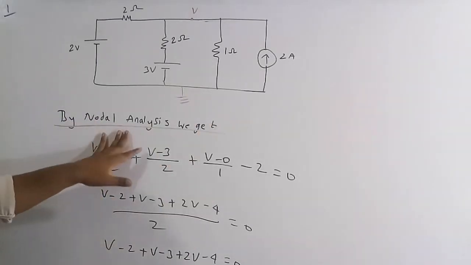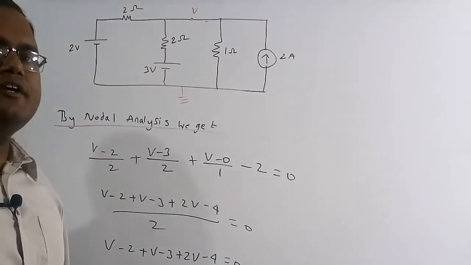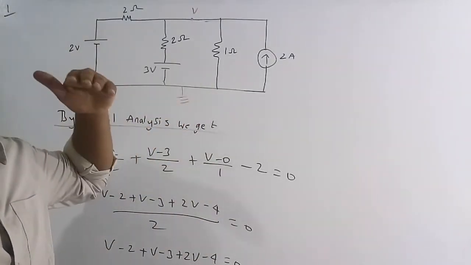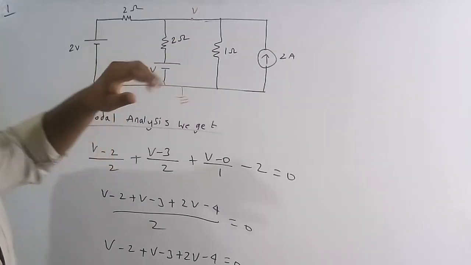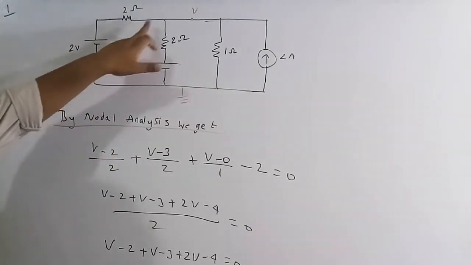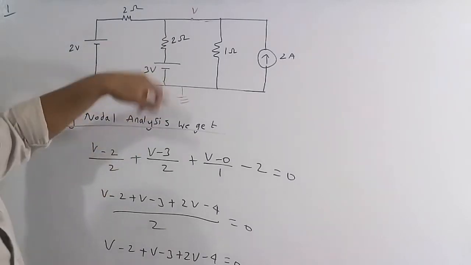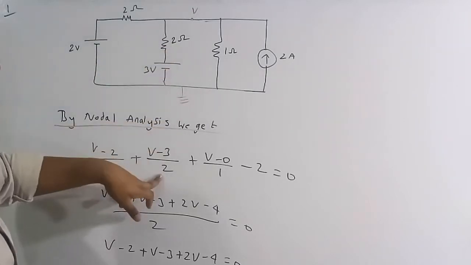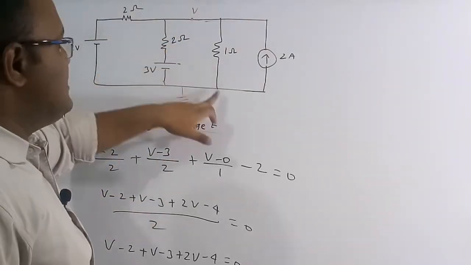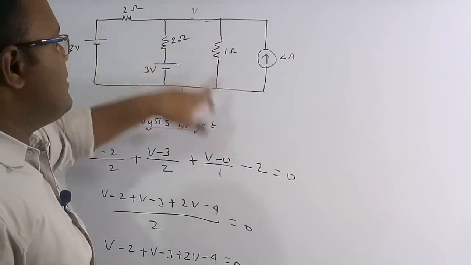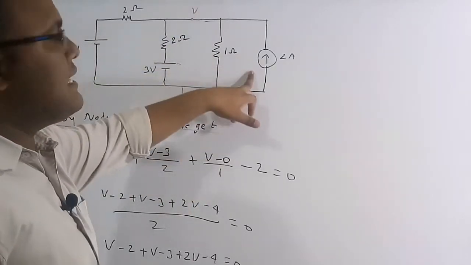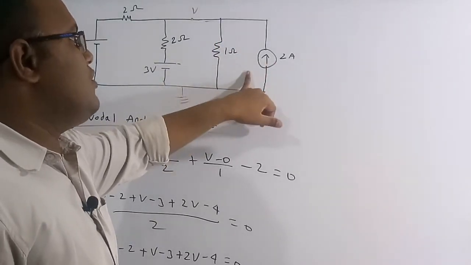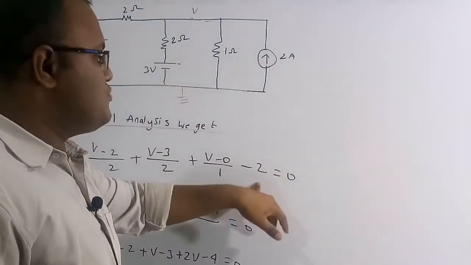By nodal analysis, the sum of outgoing currents at a particular node is equal to 0. Summation of all the currents which are outgoing at that particular node has to be equal to 0. In this branch the outgoing current is (V minus 2) by 2, plus the outgoing current from this branch, (V minus 3) by 2. And similarly here, this has a potential of 0, so (V minus 0) by 1. Here the current is incoming, but we need the outgoing current from the node, so if it is incoming, outgoing will be minus 2 ampere, equal to 0.